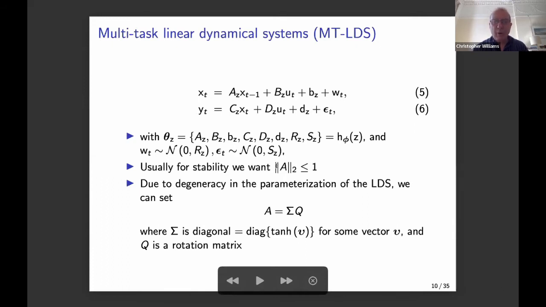One thing that we might want to worry about is that we typically want to have stability of the dynamical system, so we have to parameterize the matrix A to have 2-norm less than 1. That can be done because we can rotate the factors in the linear dynamical system, so we can parameterize it by a diagonal matrix sigma and a rotation matrix Q. You can basically control the eigenvalues by parameterizing sigma as a diagonal matrix with entries that are tanh of some other variable v, and that means that these will be constrained between +1 and -1.